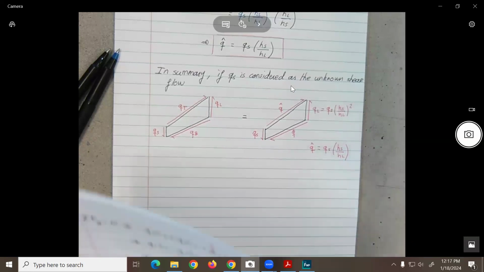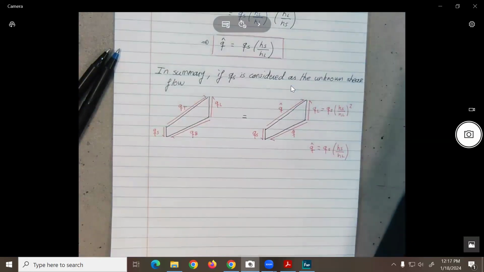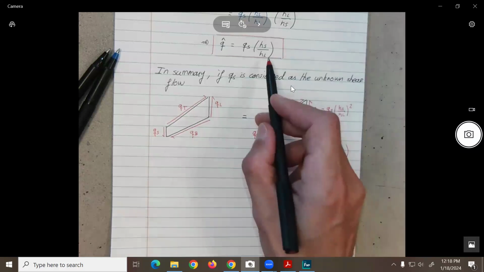Let me double check here something. Okay, that's what we do over here. It should be this equation here.